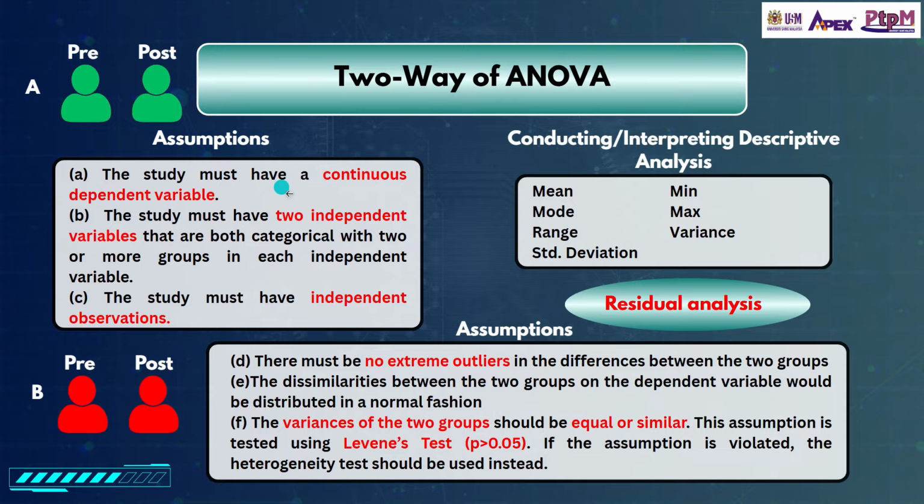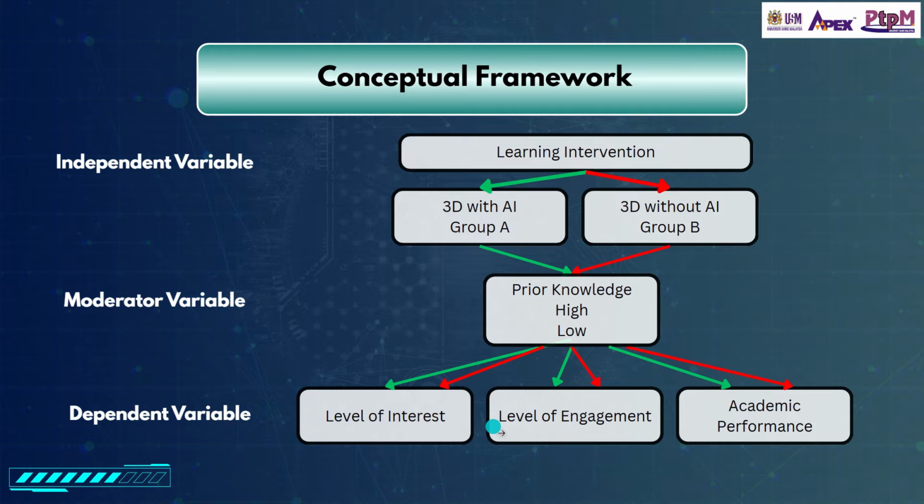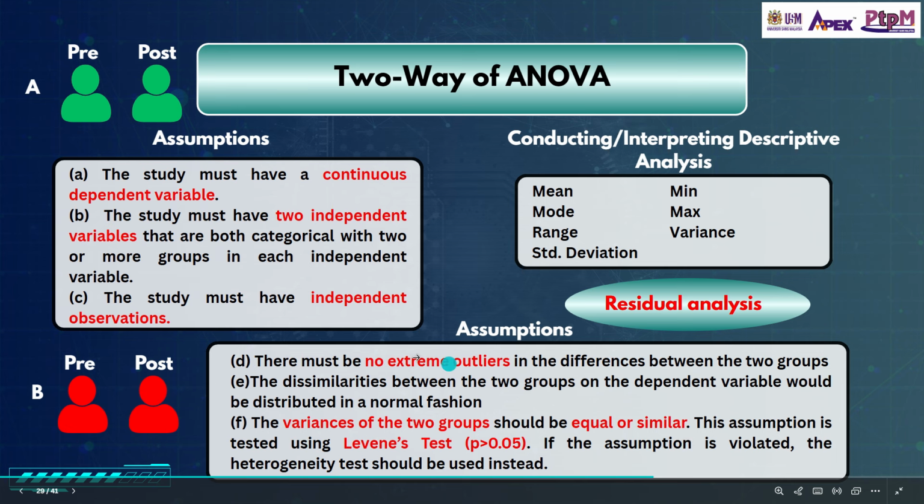The study must have a continuous dependent variable. If you can see here, the dependent variable should be measured continuously. It means that your interest, followed by the level of engagement, and the last one, academic performance, must be continuously observed or measured. And for the second assumption, the study must have two independent variables that are both categorical with two or more groups.